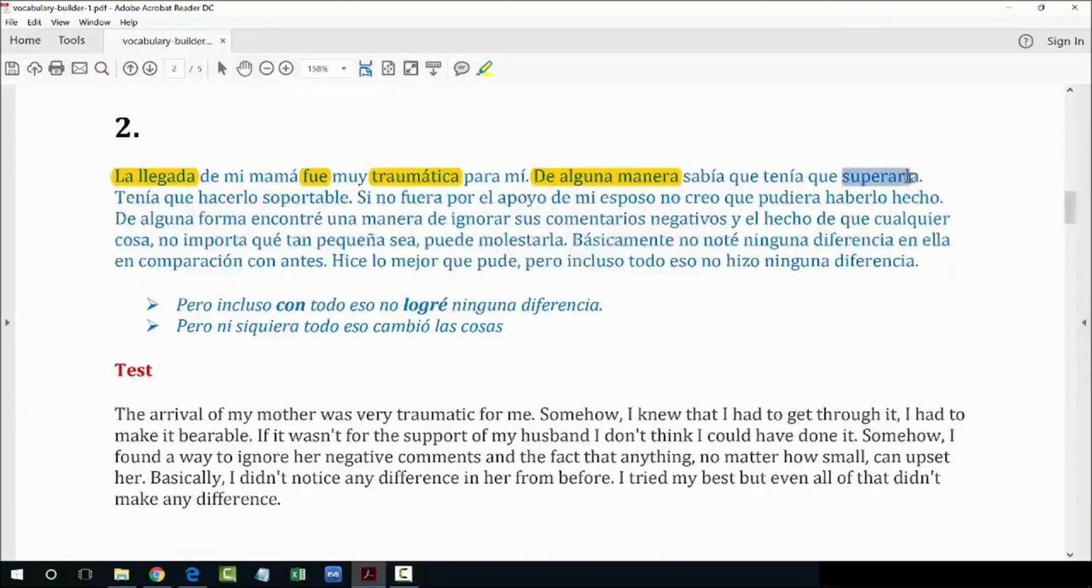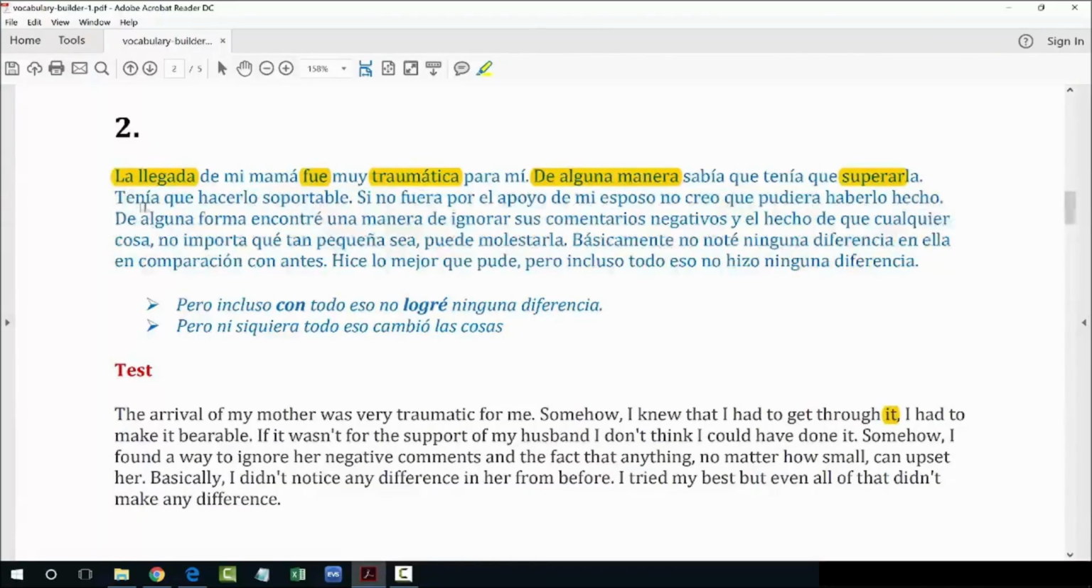And then the verb superar. This is another useful one because it means to overcome or to get through something. And it's ending in la because we're still talking about la llegada all the way back here. So I knew that I had to get through it. This is where the la is coming from.